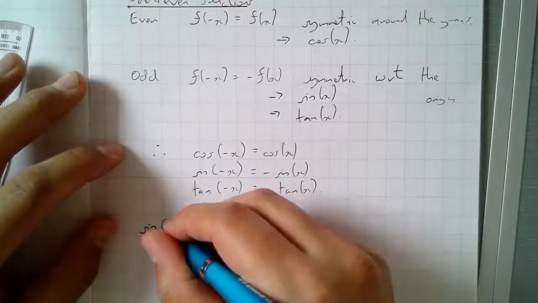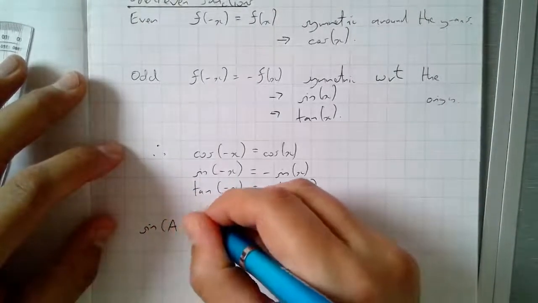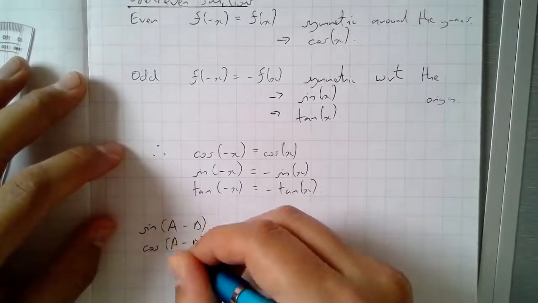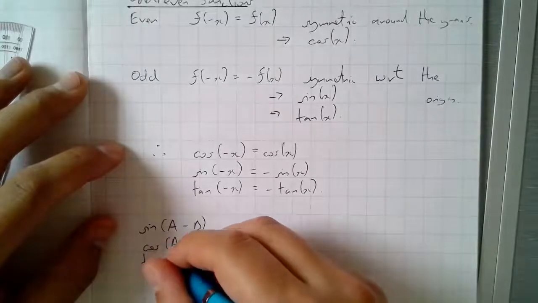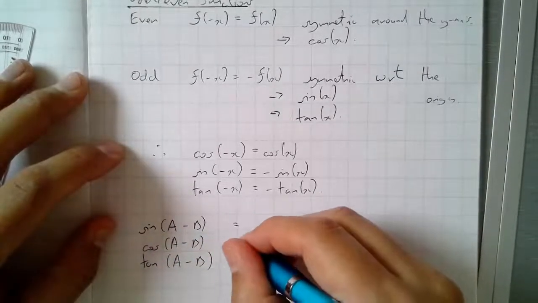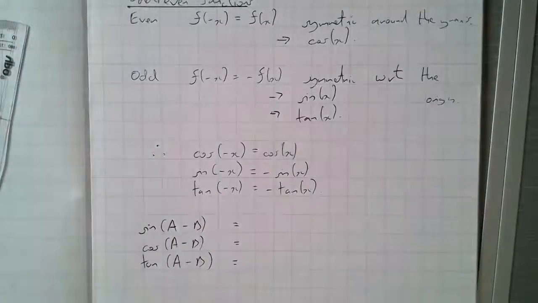Sine of a minus b, cos of a minus b, and tan of a minus b. Okay, pause the video, have a go at those, come back to me when you're done.